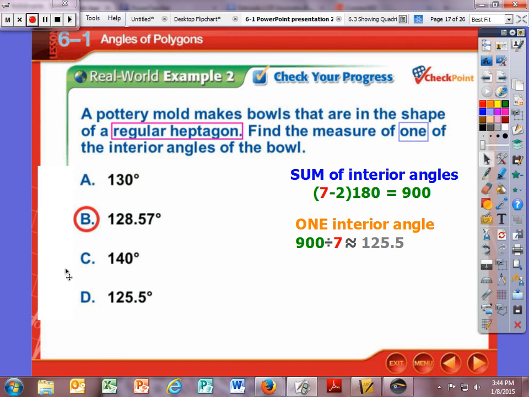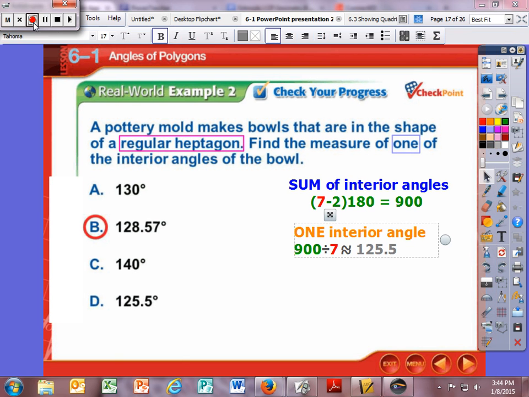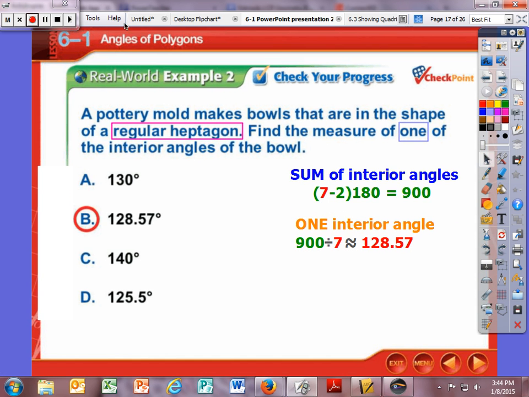Well, that looks like a wrong answer. My apologies. I ended up dividing wrong. This is actually the correct answer. 900 divided by 7 is not 125.5, it's 128.57. Sorry about that. Alright, moving forward.